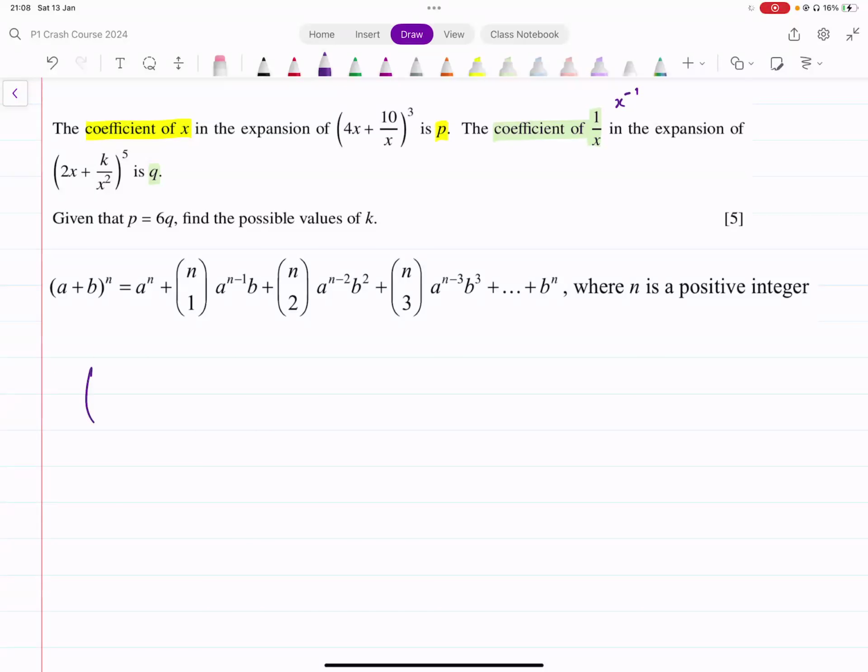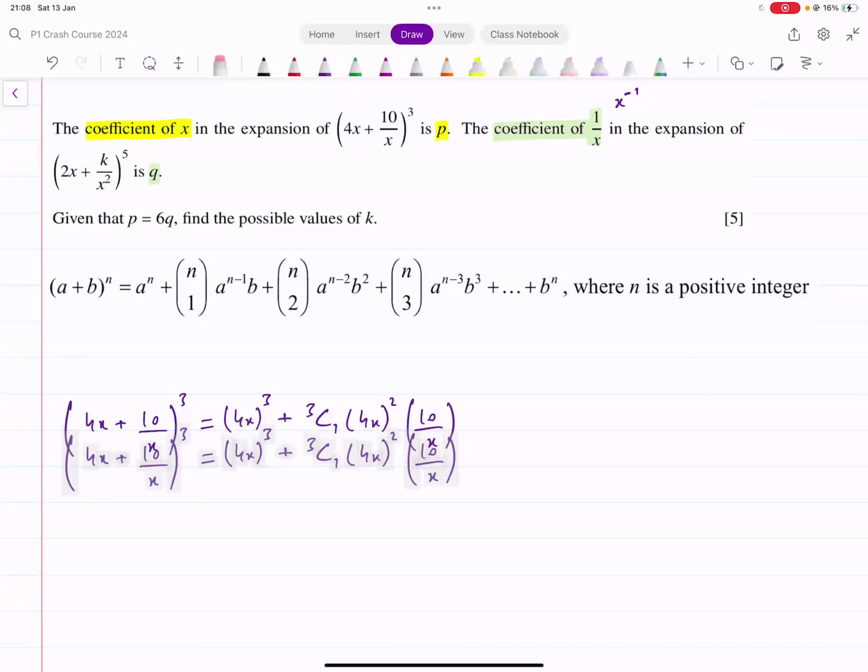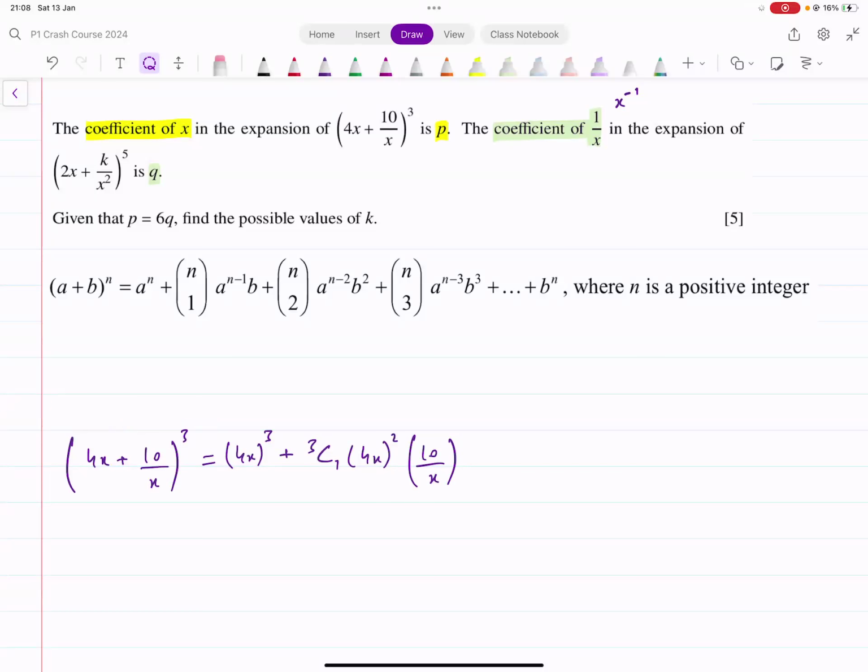(4x plus 10 over x) whole cube. Let's expand this first. What are we looking for in this expansion? We're looking for the coefficient of x. Let's expand the first two terms and try to find the pattern that emerges. (4x) whole raised to power 3 plus 3C1 into (4x) whole raised to power 2 into 10 over x. What's the first term? In fact, it's only power 3. So if we wanted, we could just expand the whole of it. But let's actually look at the pattern. The first term is x cubed.